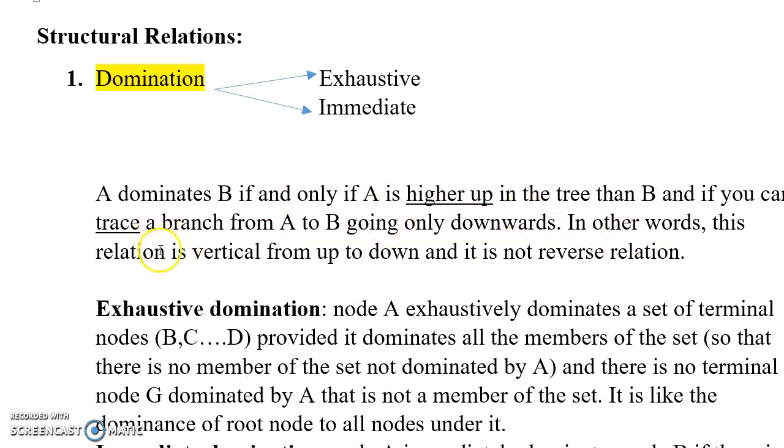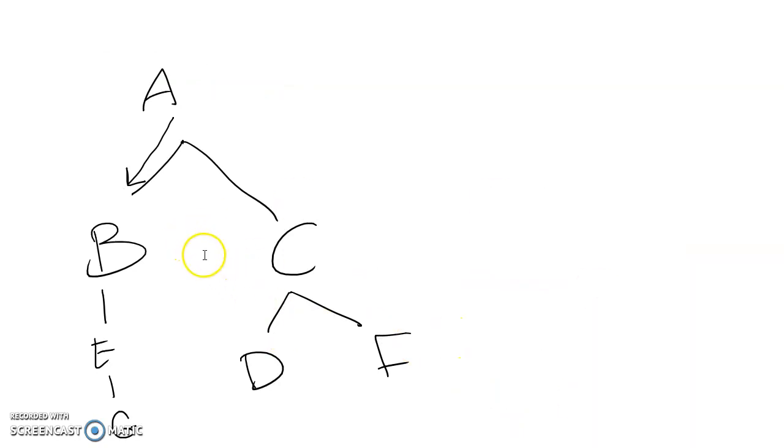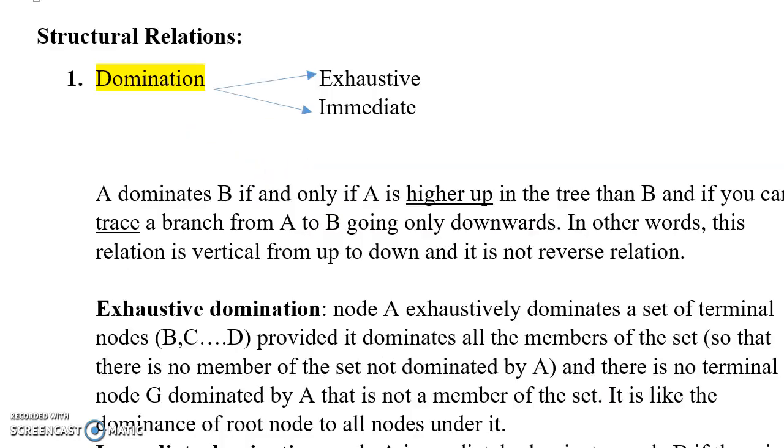In other words, this relation is vertical, as I've told you before, from up to down, and it is not a reverse relation. What is the meaning of it is not a reverse relation? It means I can't say C dominates A. This is not acceptable, because if I say C dominates A, I have to go from down to up, and this is not acceptable with this structural relation.